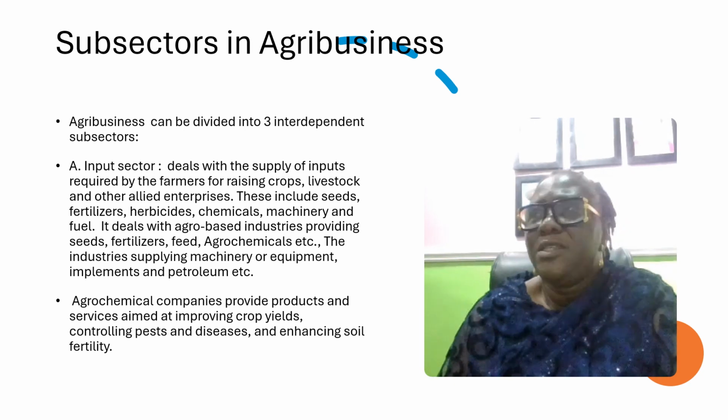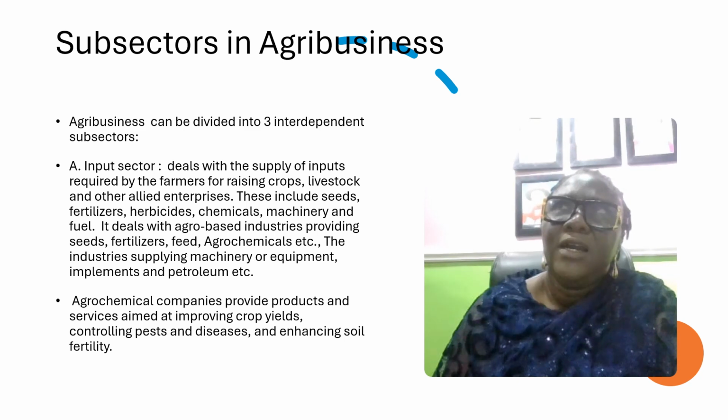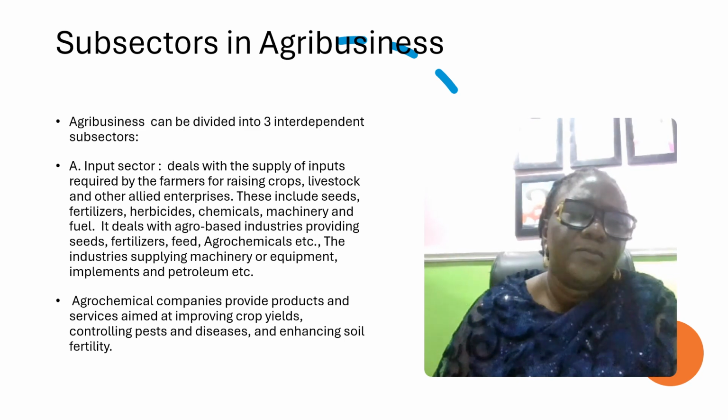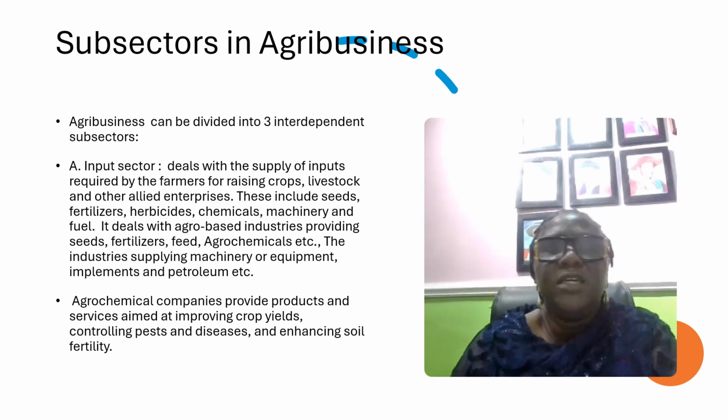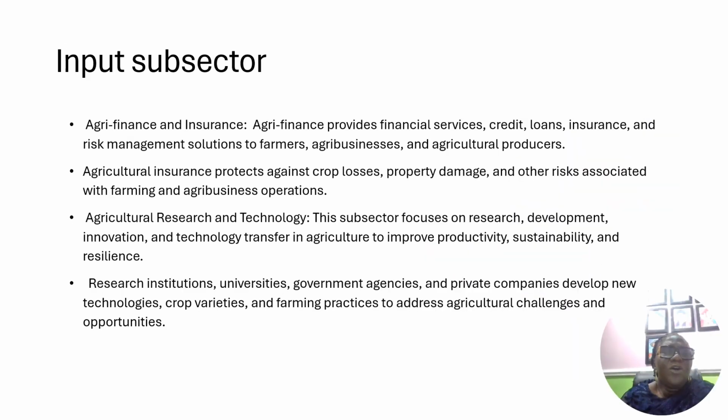Agribusiness subsector. Agribusiness is a very broad sector and can be recategorized into subsectors. So there are majorly three subsectors in agribusiness. The first is the input subsector. This sector deals with the supply of inputs required by the farmers for raising crops and livestock and other allied companies. It deals with inputs such as seeds, fertilizer, herbicides, agrochemicals, implements. It also deals with agri-finance and insurance under the inputs subsector. We also have the research, technology, and research institutions.